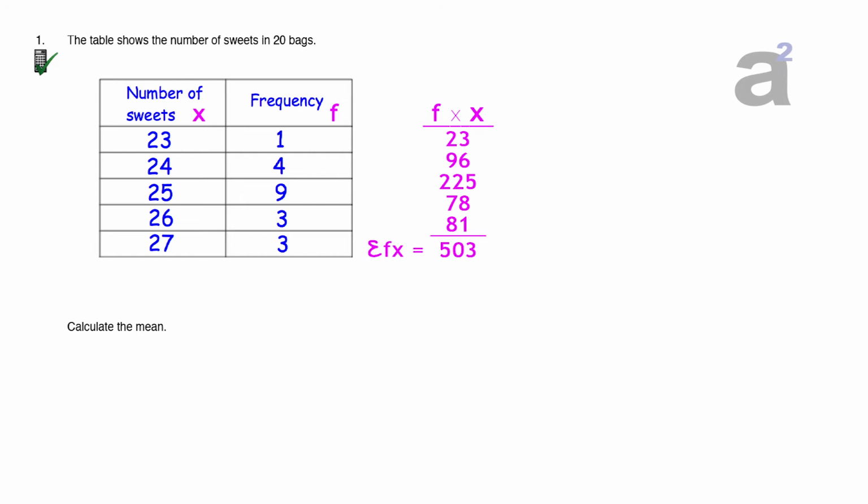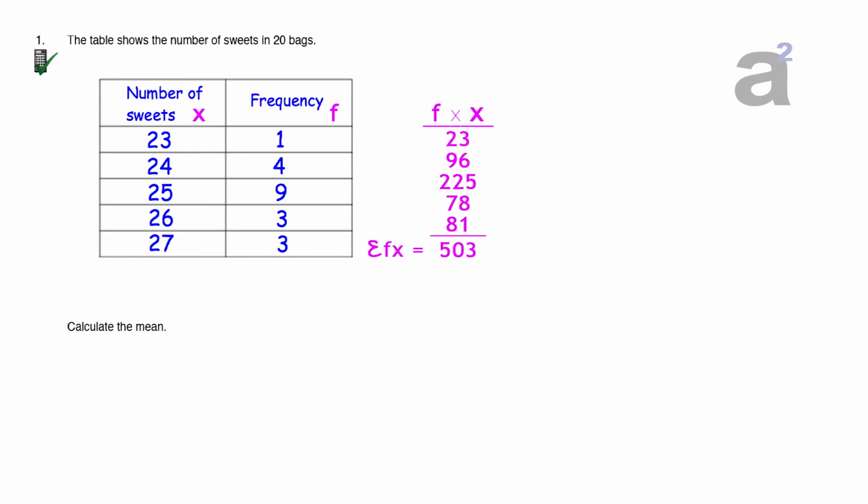Now, we are adding 23 plus 24 plus 24 plus 24 plus 24 like that. So, instead of that, we can add the last column, which is 23 plus 96 plus 225 plus 78 plus 81. That's the sum of x. So here it is the sum of fx.